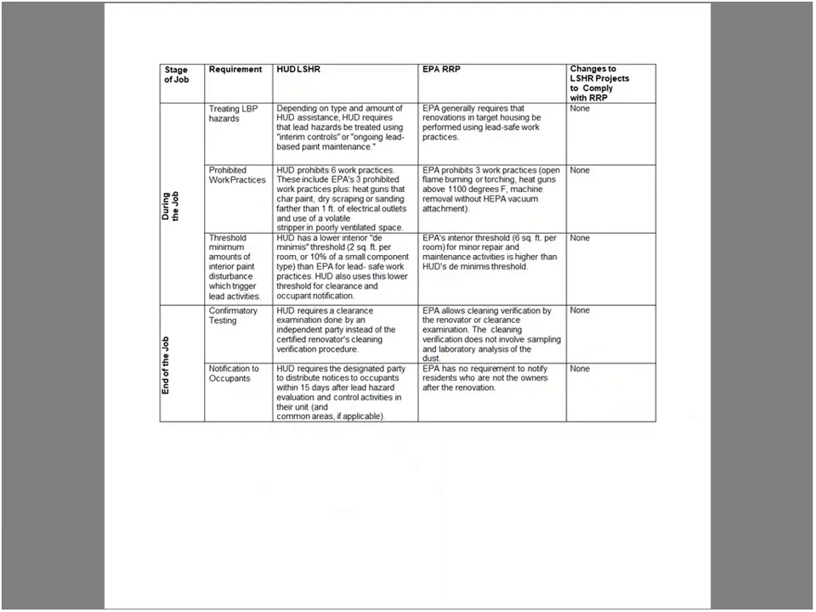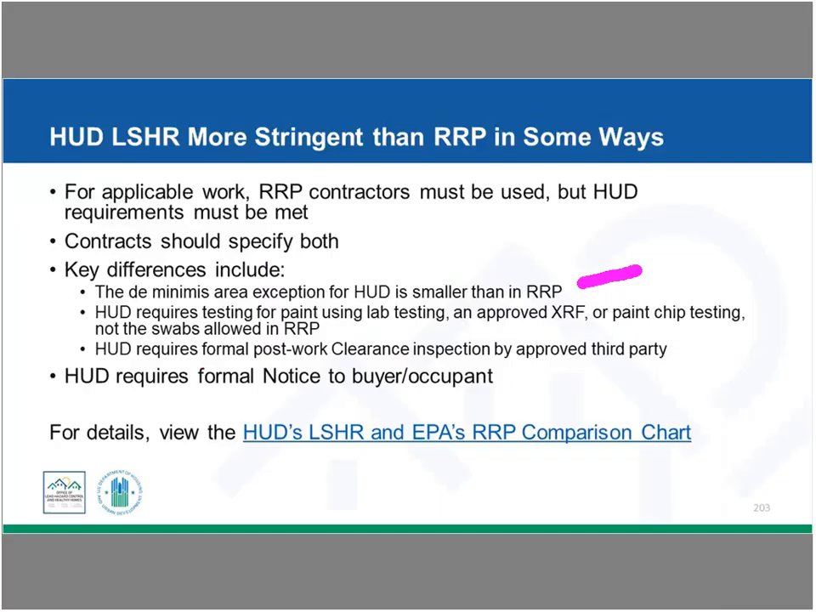So the de minimis for EPA, as I said, is 6 square feet per room, whereas the HUD de minimis is 2 square feet per room. So if you find an RRP contractor, yay, we got a certified contractor. If they've never done a HUD project before, they might not be aware of these differences. So you want to make sure that you, as the program administrator, and also letting your owners know that there are differences between EPA and the HUD requirements.